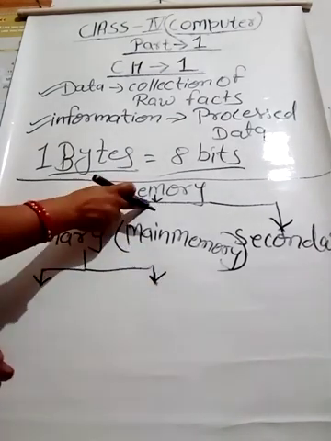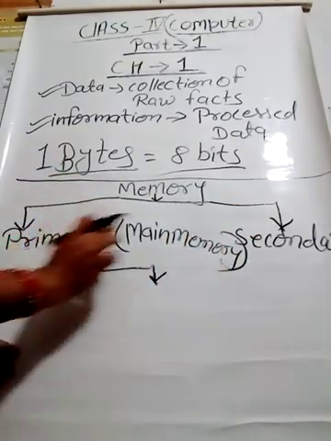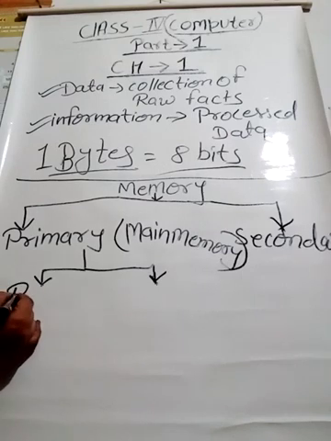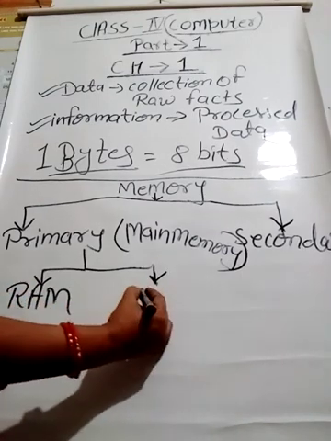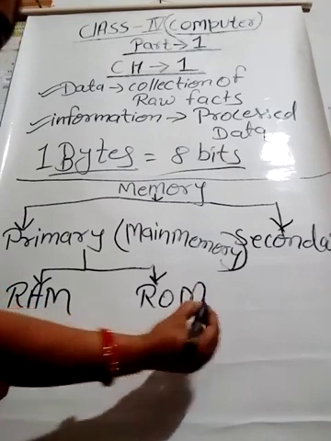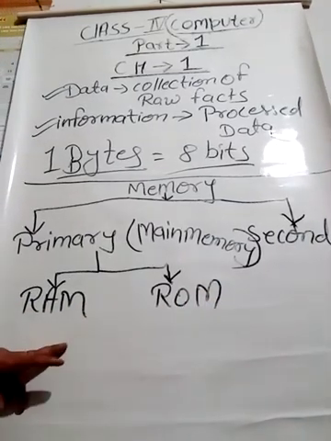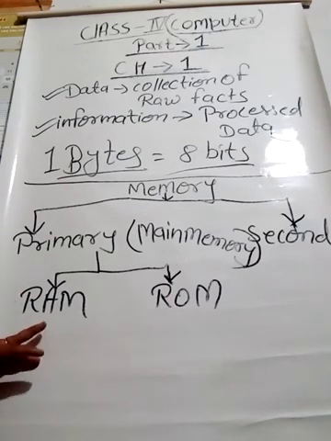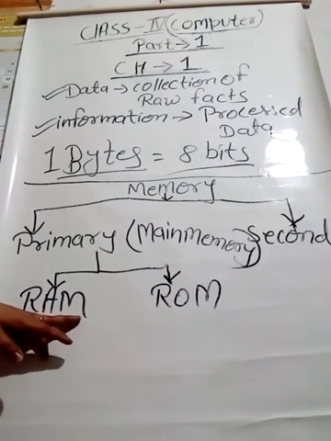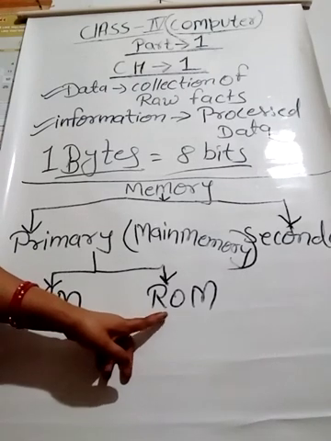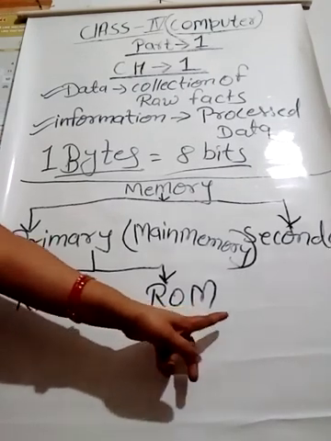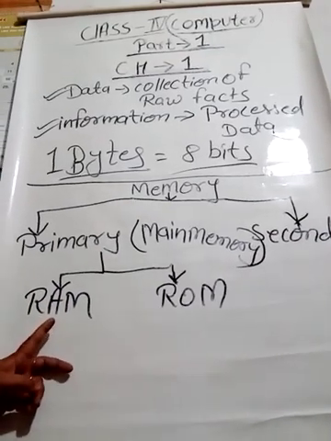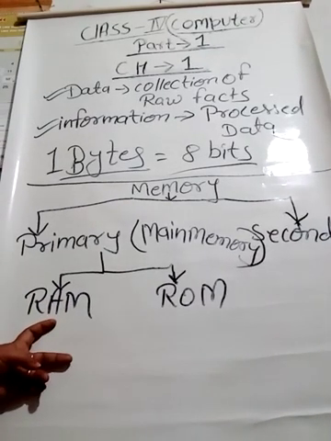Memory is classified in two parts, primary memory and secondary memory. Primary memory is again classified in two parts. The first one is RAM and the other one is ROM. RAM stands for random access memory and ROM stands for read only memory. I am going to explain the first one, RAM. RAM stands for random access memory.